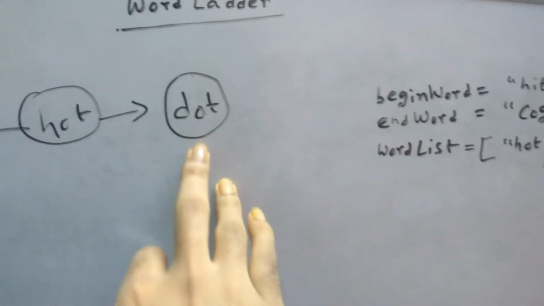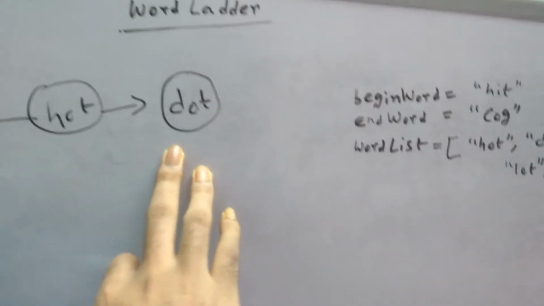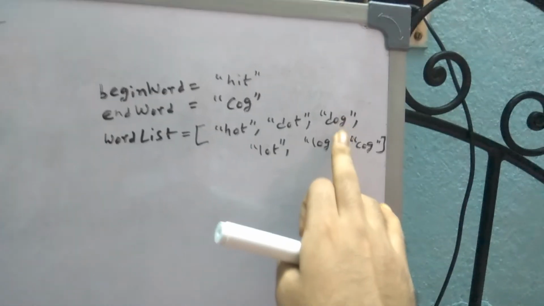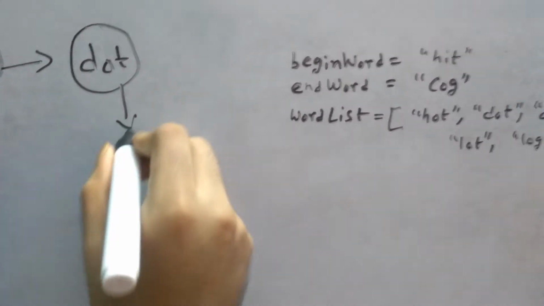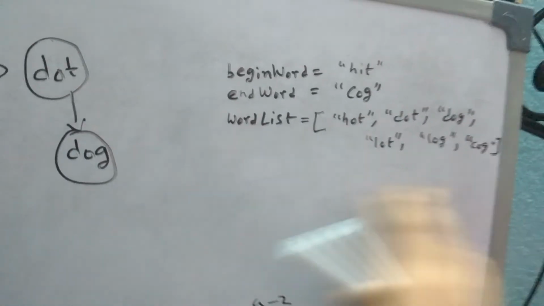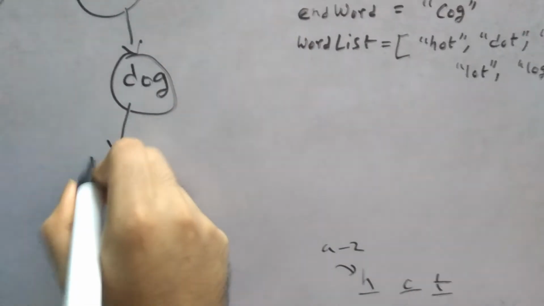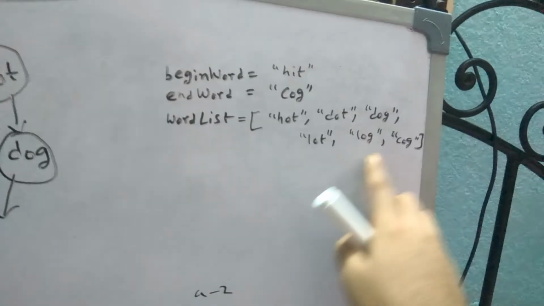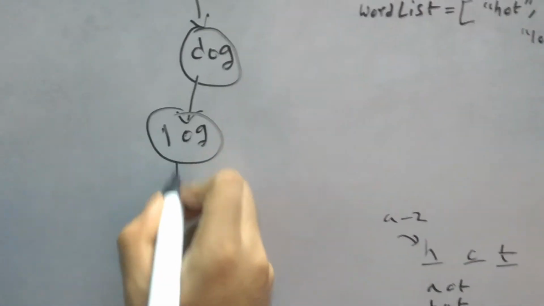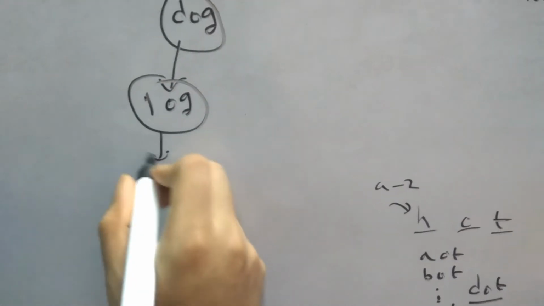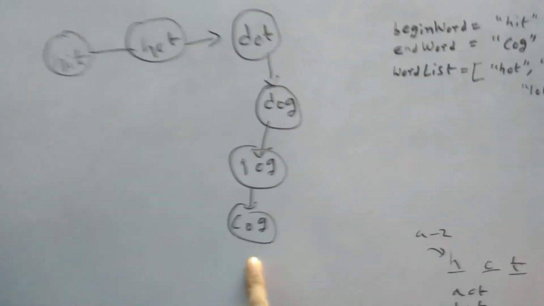Now after that, the process will be the same. Now you are getting it, I guess. So from dot, where can we go? From dot we can go to dog. So from dog, where can we go? From dog we can go to, sorry, from dog we can go to log. Log, okay. And from log, where can we go? We can go to cog. So here we can see we have reached our ultimate destination.